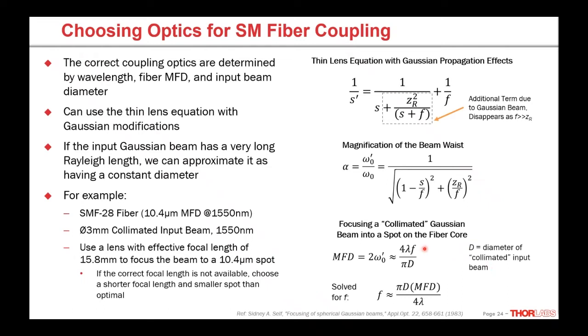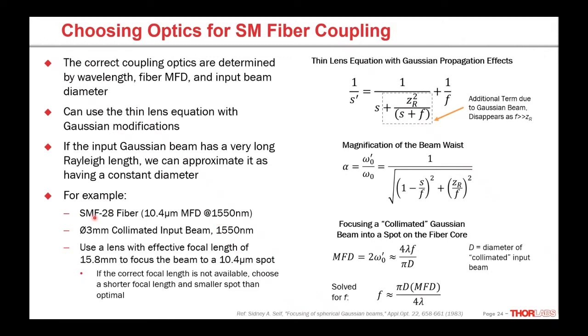And we can use this equation here to approximate the spot size it's going to produce, which we said is equal to the fiber mode field diameter. If we solve that equation for the focal length of the lens, it's going to be a function of the beam diameter, the fiber's mode field diameter, and the wavelength. And that's a really, really helpful equation for picking a lens to couple a beam into a single mode fiber. That's what we're using in this example here.